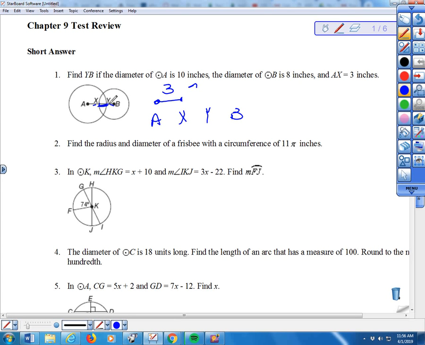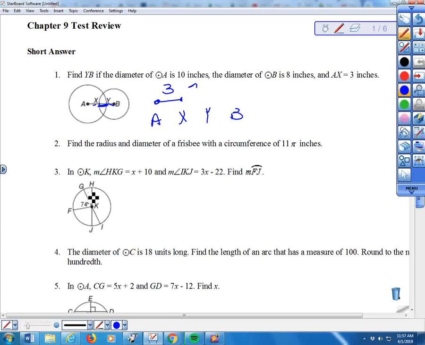Okay, on to the next one. The radius and diameter of a Frisbee with a circumference of 11 pi. Well, you have to know the formula for circumference, and it's pi times the diameter, or 2 pi times the radius. Okay, we're trying to find the diameter. The diameter is 11 inches, which means the radius is 5.5 inches. Questions on that one?